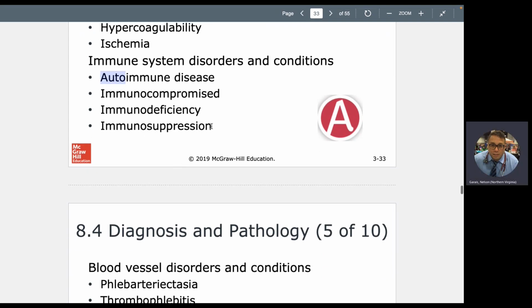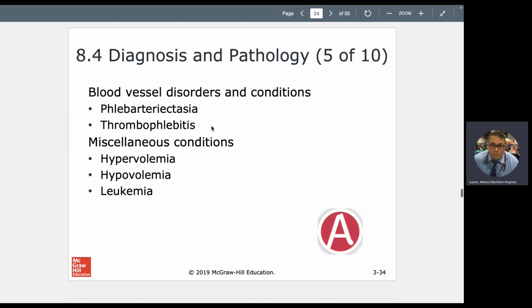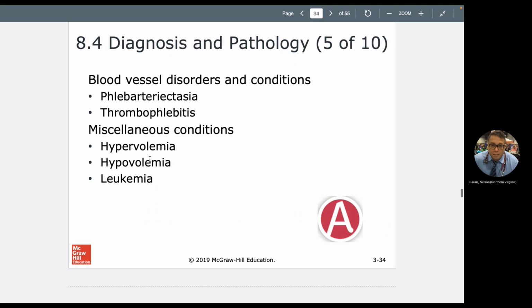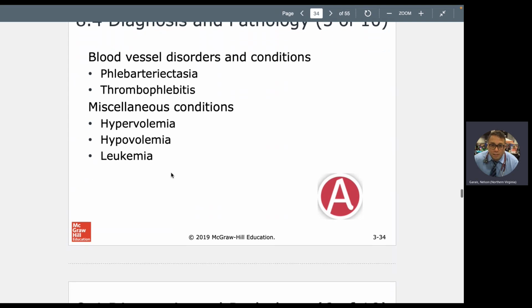Immunosuppression, that's what we can do with steroids that will suppress or lower your immune system on purpose. Or it could just be a side effect as well. Hypervolemia, hypovolemia, hyper, too much volume of fluid. And these words up here, blood vessel disorder, is not a common word. This is more common and more to understand these words down here.